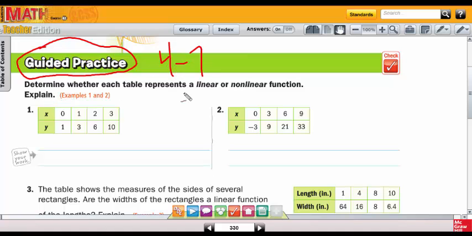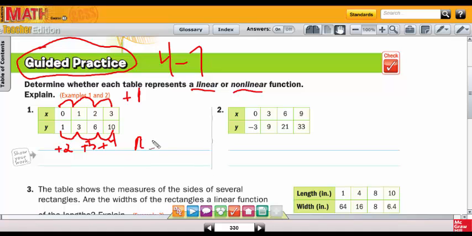Problem number 1, they ask you to determine whether each table represents a linear or nonlinear function. So basically we need to find out if there is a constant rate of change. So of course we're going to check our x values, and we can look at it right away and see that we have a +1 in those cases, and then in the y values we can see that we have +2 here, and then from 3 to 6 we bump up to +3, and then from 6 to 10 we move up to +4. So this is a pretty quick, easy answer here.